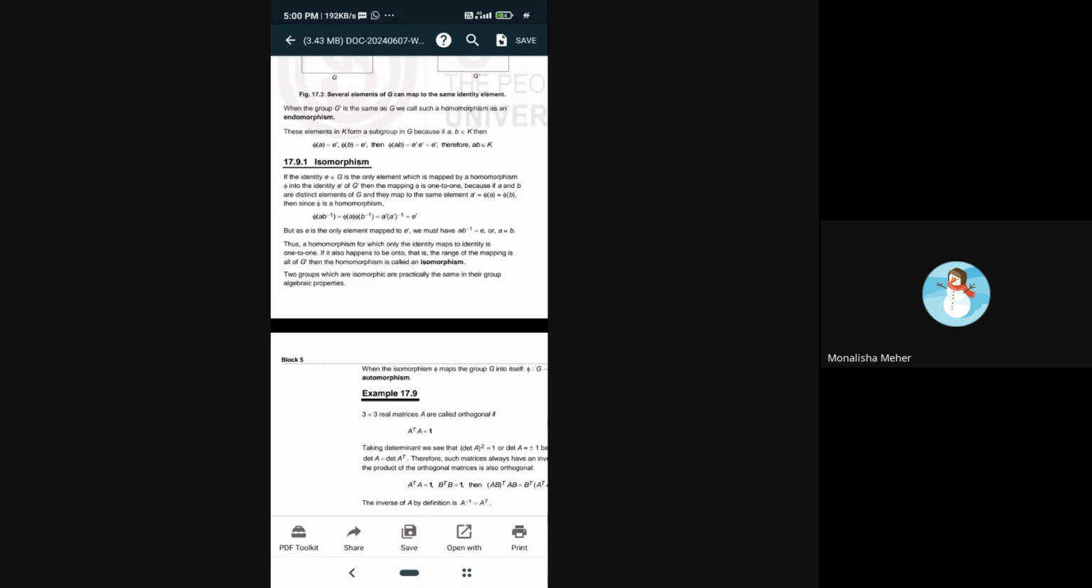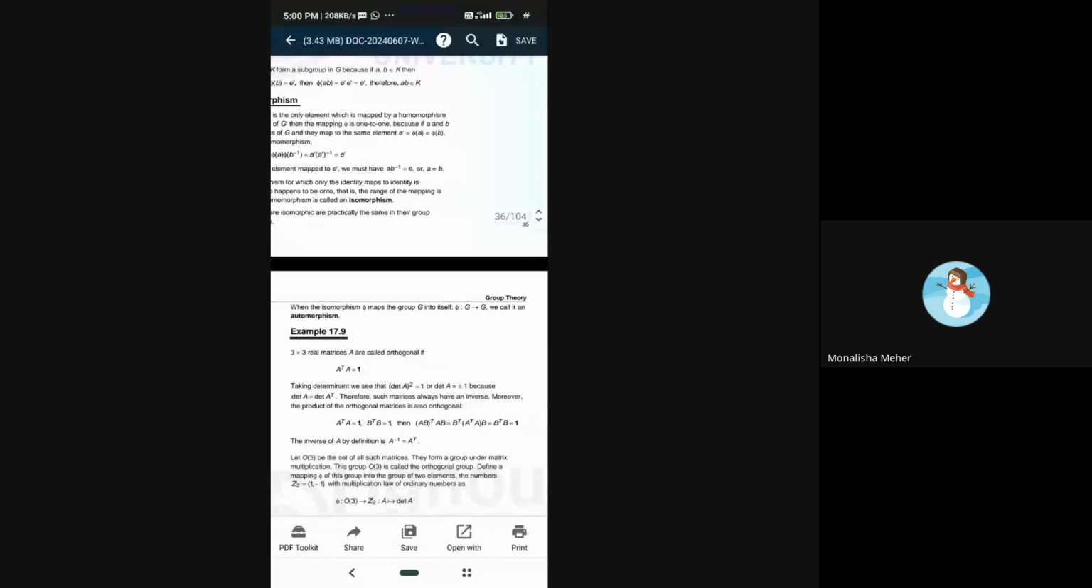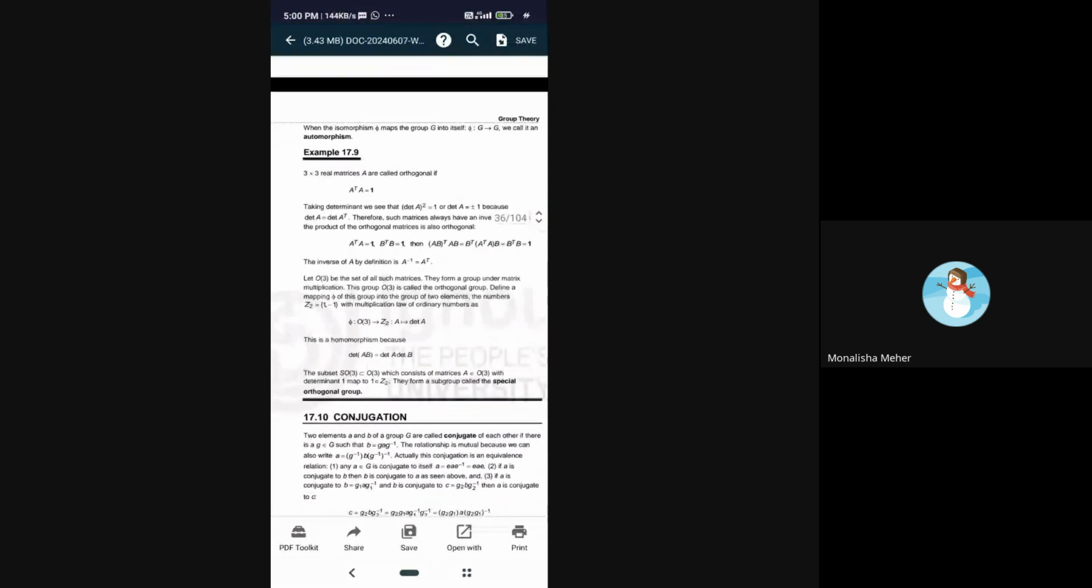If it also happens to be onto, that is, the range of the mapping is all of G dash, then the homomorphism is called an isomorphism. Two groups which are isomorphic are practically the same in their group algebraic operations. When the isomorphism phi maps the group G into itself, that is G into G, we call it an automorphism. So here is an example 17.9.